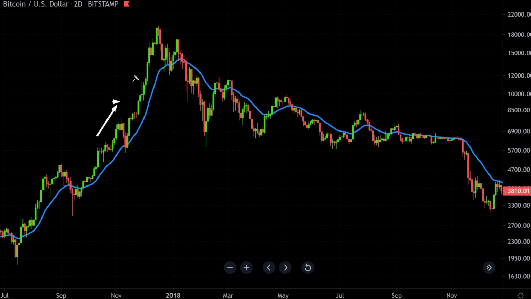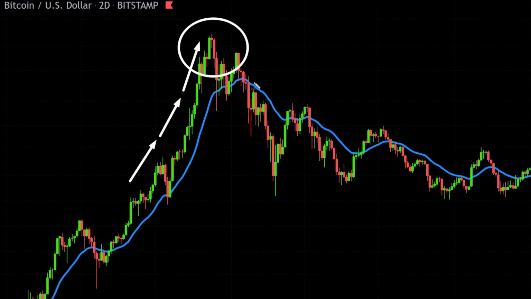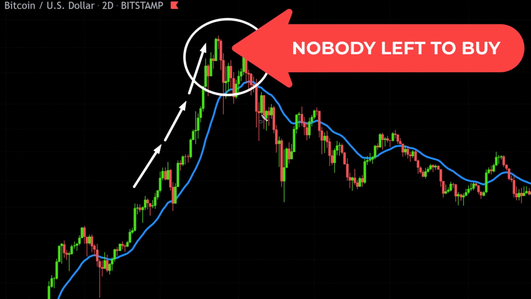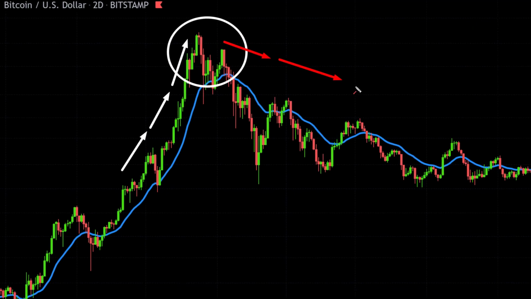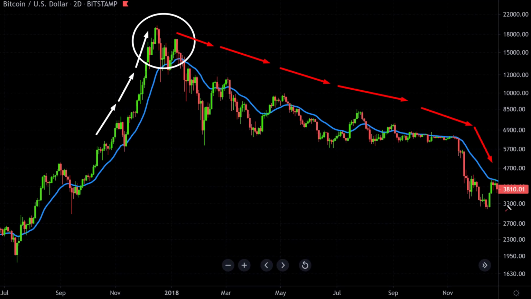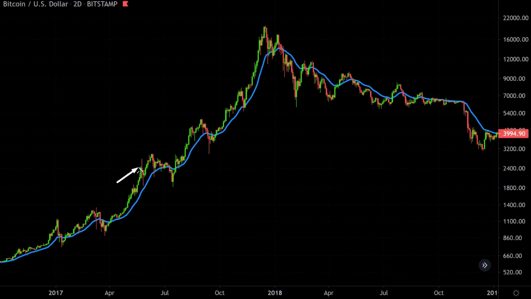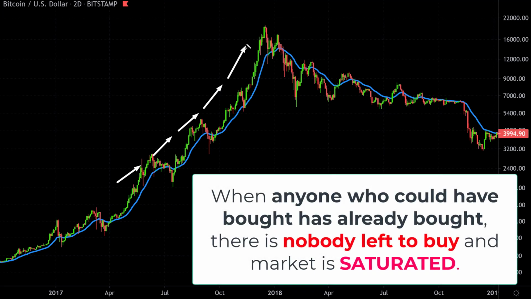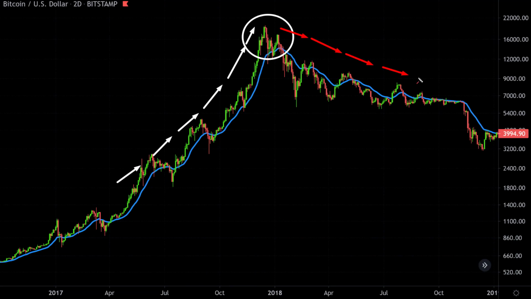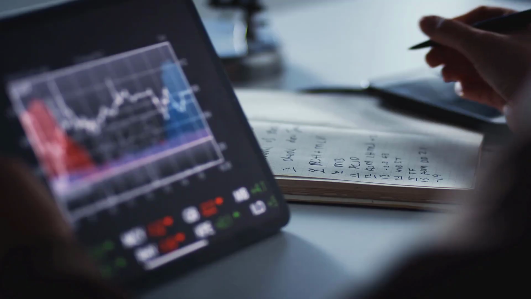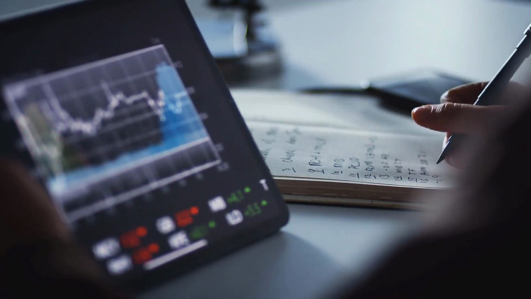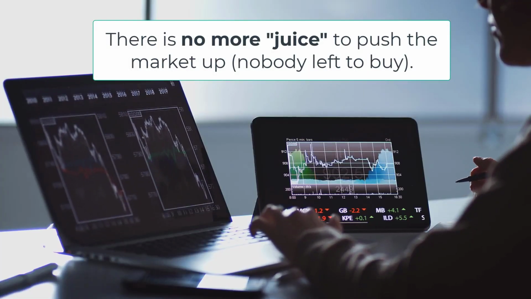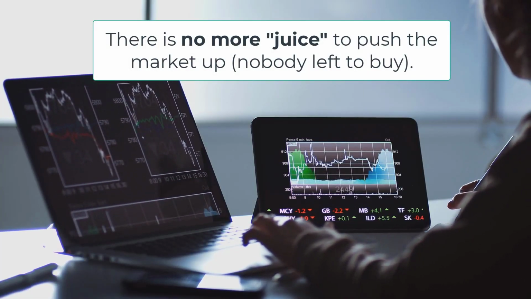And that really is the same reason why all markets eventually burst, including Bitcoin. For example, at the end of 2017, by the time Bitcoin had got to $20,000, the reason why it crashed is because there were no more buyers left. All the buyers had pushed the price up to 20,000 or near 20,000, and eventually the market became saturated and you only had sellers left. In other words, people who wanted to sell to make a profit or short sellers. And by the way, this also means that anyone who could have bought has already bought. That's why there are no more buyers left. There's no more juice to push the market up.